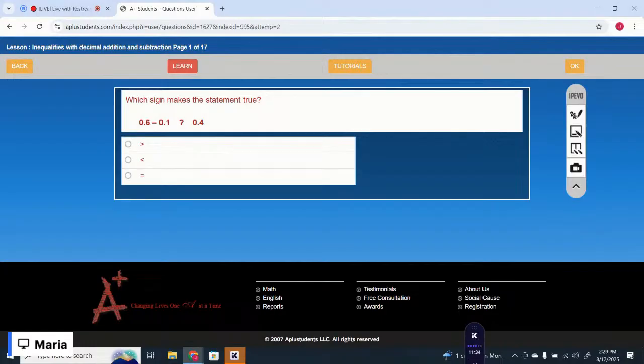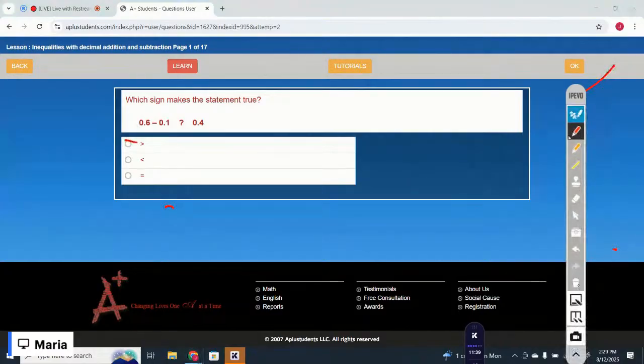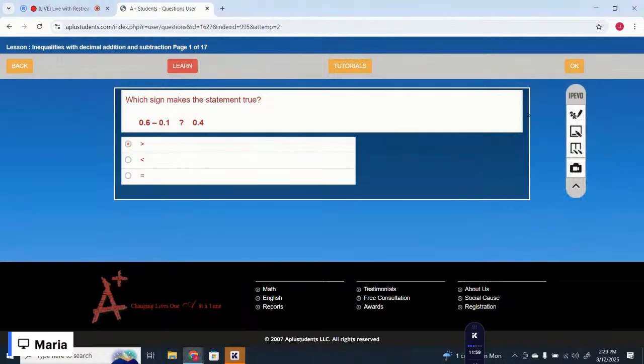Which sign makes the statement true? 0.6 minus 0.1 is 0.5. You need to compare 0.5 with 0.4. 0.5 is greater than 0.4. Option number 1 is the correct option. Greater it is.